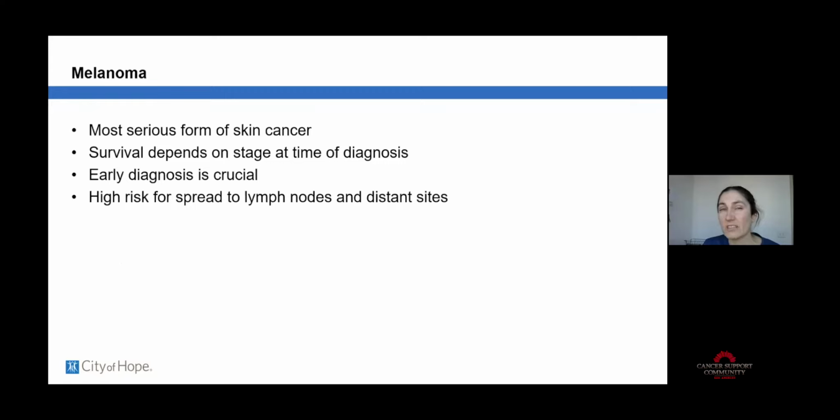Melanoma tends to be the most serious form of skin cancer. It definitely has a very high risk for spreading to lymph nodes or distant sites. It's absolutely crucial to be able to diagnose it and treat it early. If it's treated very early, it can have a very good prognosis. It's when it starts to get bigger or grow more deeply into the skin that the risk of it going somewhere else increases.